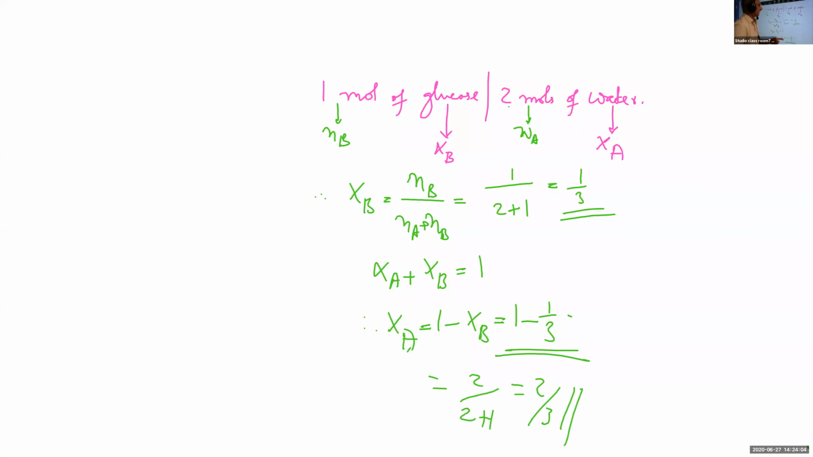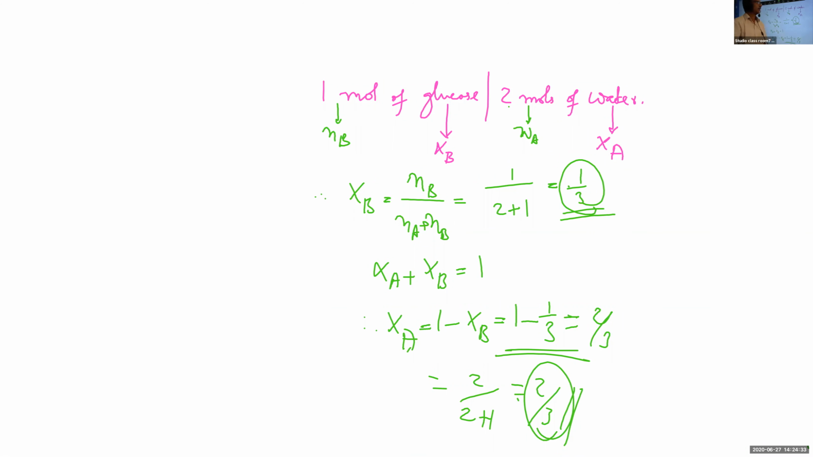So XA is 2 by 3, and XB is 1 by 3. So 1 by 3 plus 2 by 3 is equal to 1. XA plus XB is equal to 1. XA is 2 by 3 and XB is equal to 1 by 3. That is the mole fraction of each component. You got it?